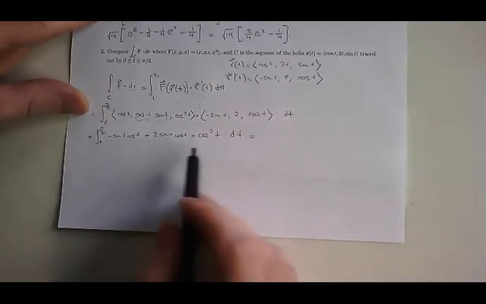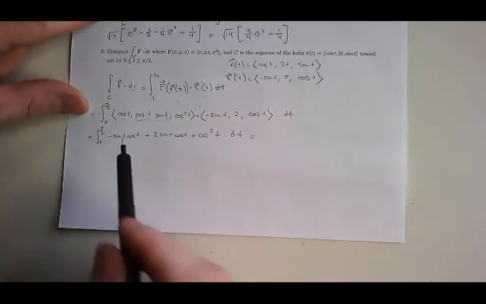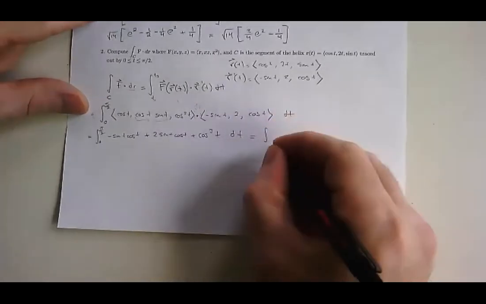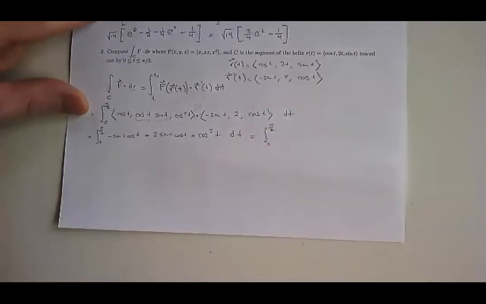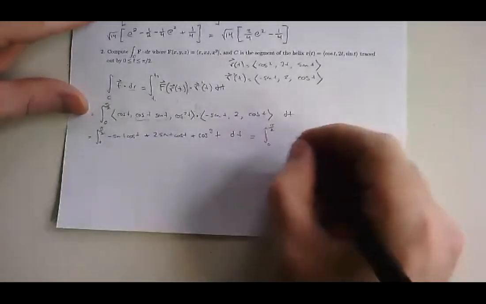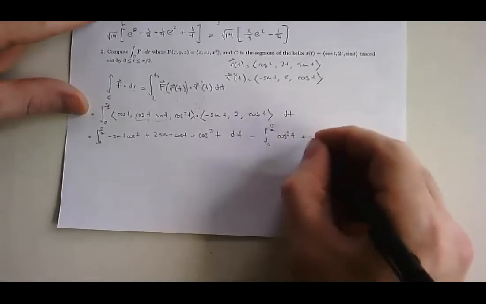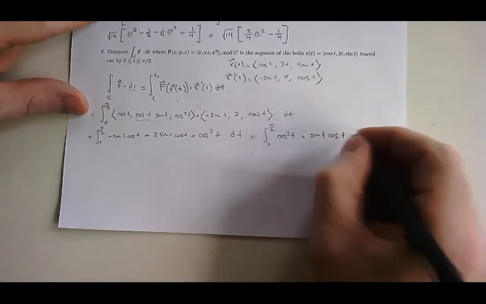Okay, so let's see, what do I have here? I have a 2 sine t cosine t, I have a minus sine t cosine t. That's nice, those will cancel. So let me just write a simplified version here, going from 0 to pi over 2. And what I really have is, let's see, so cosine cubed t plus sine t cosine t dt.